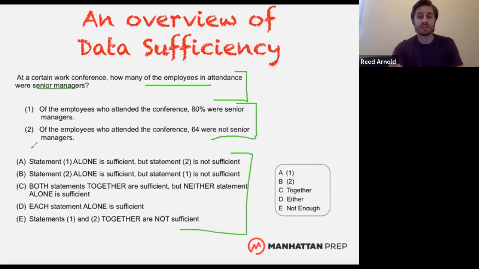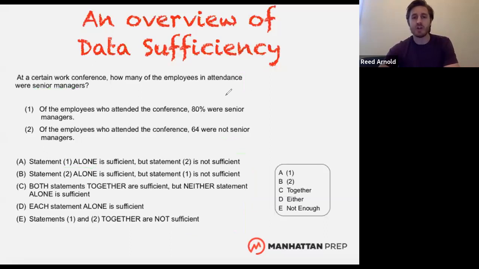Okay. What these answer choices do is mention some combinations of statement one and two that do tell me what the answer to the question is, where if I knew some combinations of the statements, I could answer the question, how many were senior managers in this case? So answer choice A says statement one alone is sufficient, but statement two is not. That would mean that by knowing this, I would know how many employees were senior managers. Now, in this particular question, that is not the answer. If I know 80% were senior managers, that does not tell me how many were, because I don't know how many were at the conference, okay? So answer choice A would not be correct here.